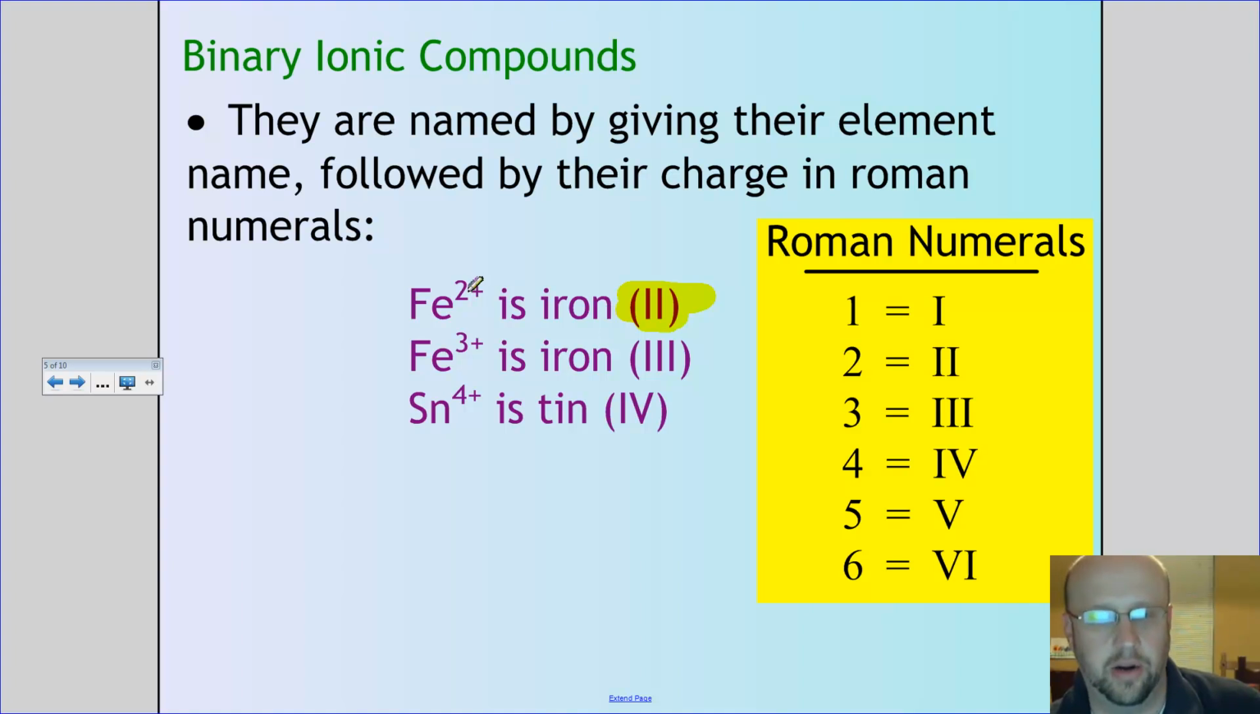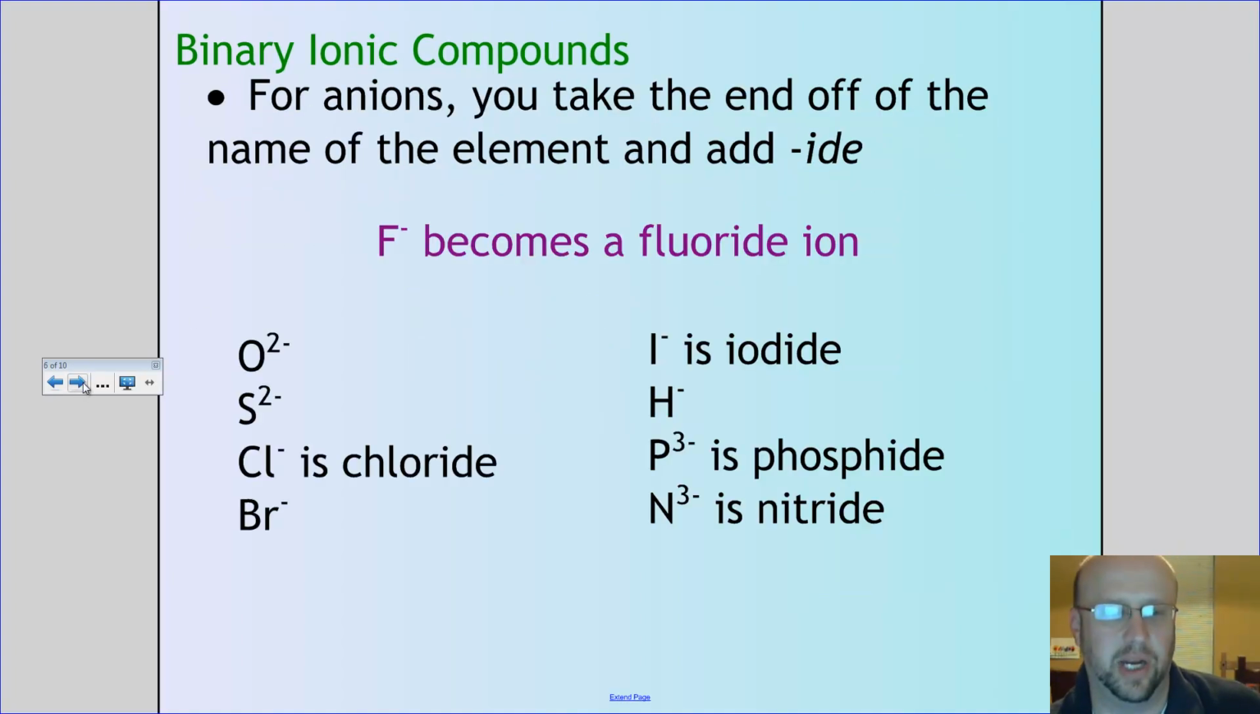So iron 2+ becomes iron(II). Iron with a 3+ charge becomes iron(III). Tin, or Sn 4+, becomes tin(IV). You need to know the Roman numerals. I'm kind of assuming you guys know those. If you don't, I put them here on the slide, so stop and copy those down. Make sure that you know those. I think most of you all recognize those pretty easily. Okay, so that was the cations.